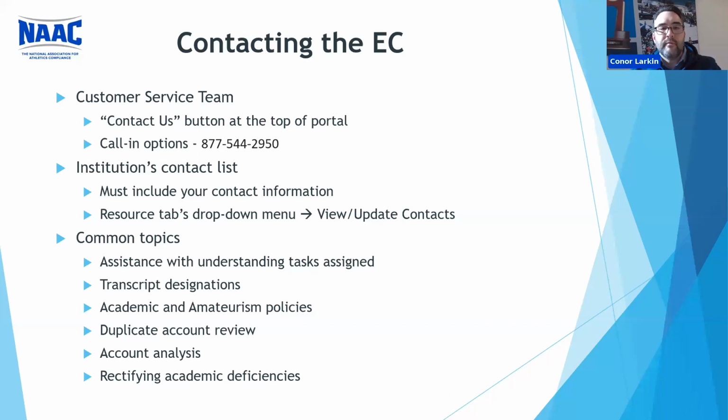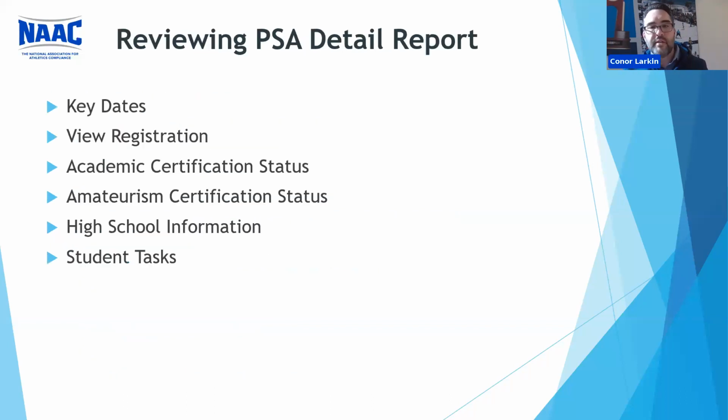And thanks to Marisa for sharing those details. Now let's move on. We've covered the IRL activation process, searching for student details and the additional reports you can run, and the brand new matriculation letter process that we launched back in September of 23. Now we want to dive into the PSA detail report and cover the different points of analysis that you need to walk through when you're starting to look at the students' accounts. Items that you'll want to focus in on are the key dates, the review registration link, the academic and amateurism certification statuses, the high school information, and the student's task list, which you'll find at the very bottom of that PSA detail report.